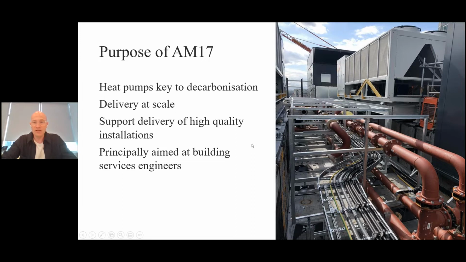And I think while this guidance is probably useful to all involved in the industry, it is principally aimed at building services engineers, and therefore it does assume a base level of technical understanding around systems. The document isn't a detailed guide on heat pumps, compressors, evaporators, that sort of technology. It is an applications manual, so it's all about how you apply this technology to buildings.